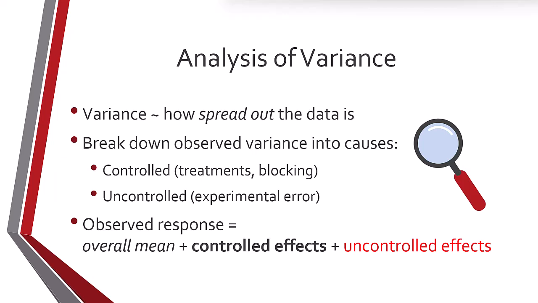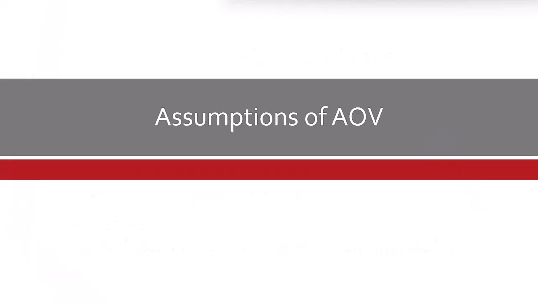In order to draw conclusions about the treatment effects, we want to estimate what the random or uncontrolled effects are. To do this, we're going to need to make some assumptions about their behavior. It turns out that these assumptions are quite important, because if they are not met, then the results of the analysis cannot be relied upon. So these assumptions of AOV become a key focus in data review. Let's take a closer look at them.